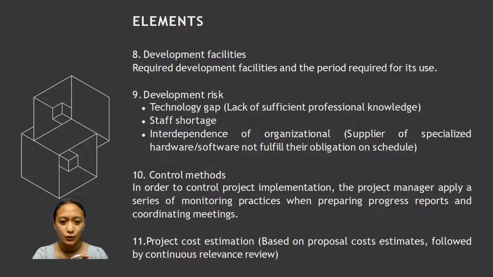Next is the control methods. In order to control project implementation, the project manager applies a series of monitoring practices when preparing progress reports and coordinating meetings. And lastly, the 11th element is the project cost estimation, which is based on the proposal cost estimates followed by continuous relevance review. So these are the elements of the development plan.